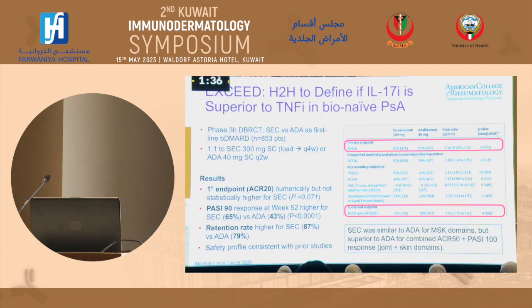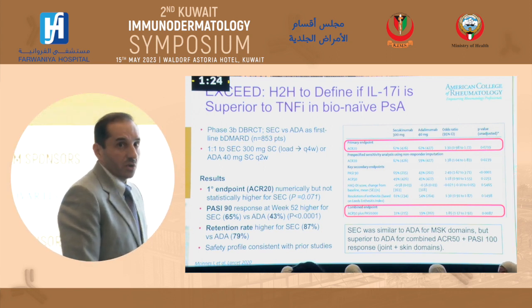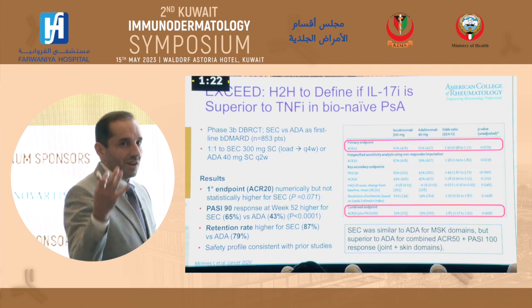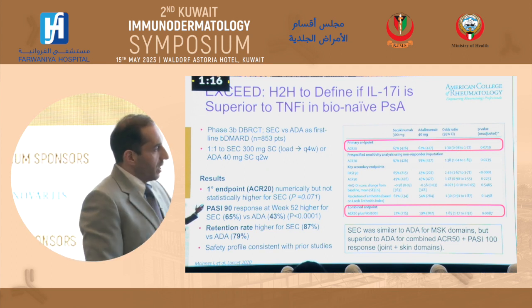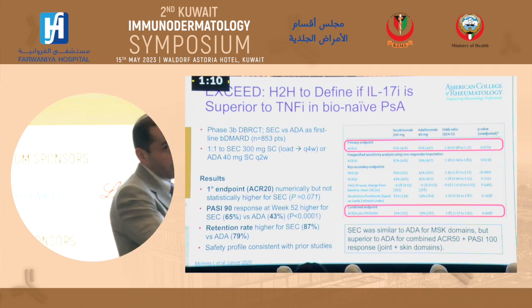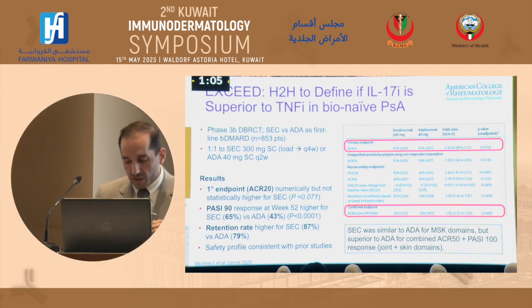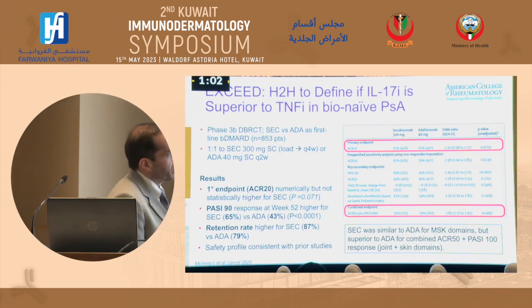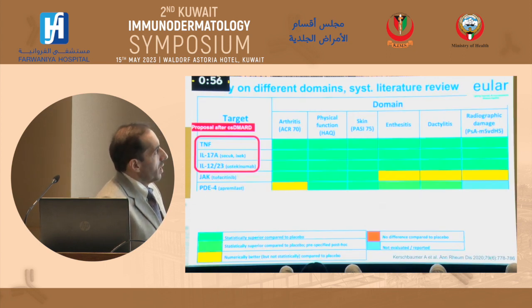I'll show you the response rates on the right side. For secukinumab, around 67% of the population achieved ACR20 versus 62% with adalimumab. In that trial, they also presented a combined endpoint of ACR50, so the 50% response from the joint perspective, plus PASI 100. Here you see a dramatic difference, because it was achieved in 31% of the population with secukinumab in comparison to 19% with adalimumab. So obviously the interleukin 17 inhibitor secukinumab works better in terms of the skin. It works similarly for the joint, but it was better for the skin.